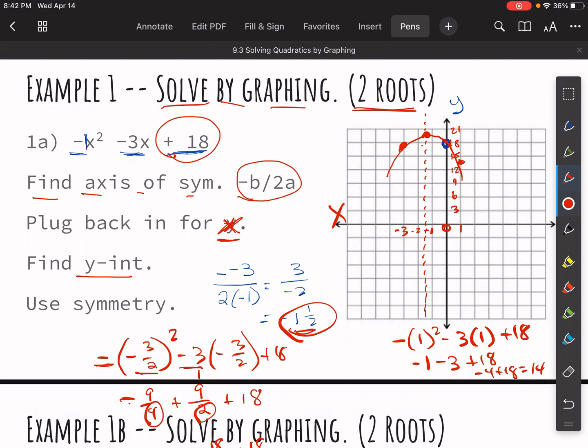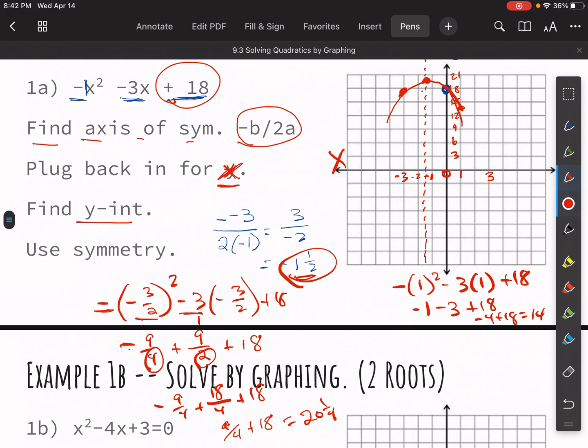So I'm up here. I know this is not going down very fast, so perhaps what I do now is plug in something like a 3. If I plug a 3 in, I get negative 3 squared minus 3 times 3, plus 18. 3 squared is 9, so I have a negative 9 minus 9 more, plus 18. Negative 9 minus 9 is negative 18, plus 18, which is equal to 0. So at 3, that's exactly what I was looking for. At 3, I have a 0.